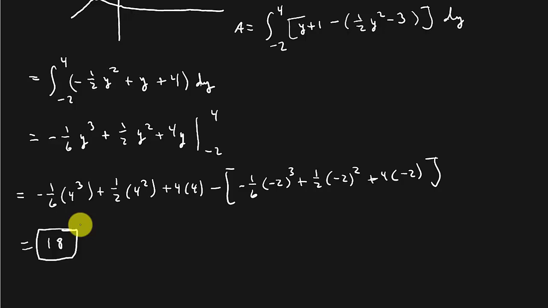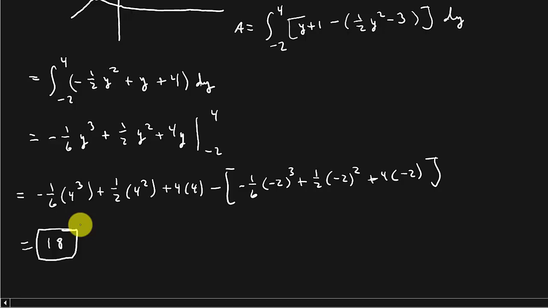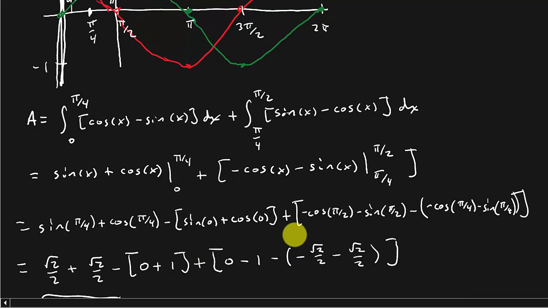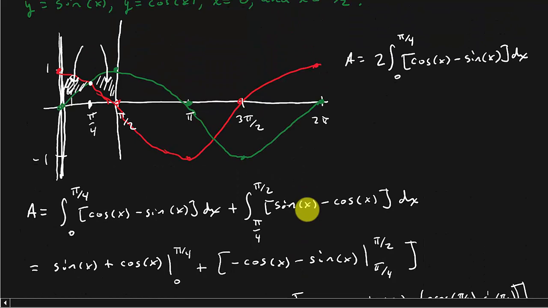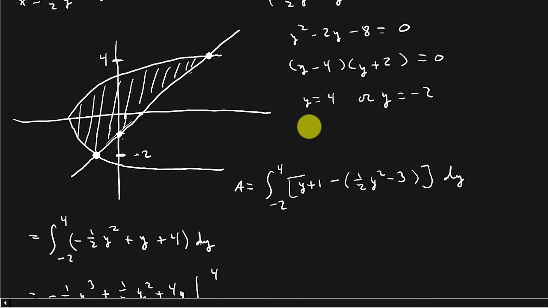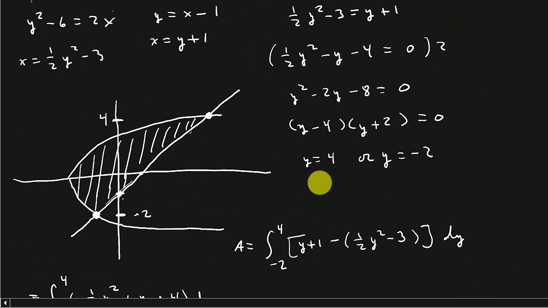Okay, so you learned some techniques there. Function on top minus function on bottom. And if in that interval the function on top and function on bottom changes, you need to split the integral up like we did in the earlier example. But remember, if the areas are symmetric, you can just double one of the areas. And then we have one where our functions are in terms of y. It's the function on the right minus the function on the left.